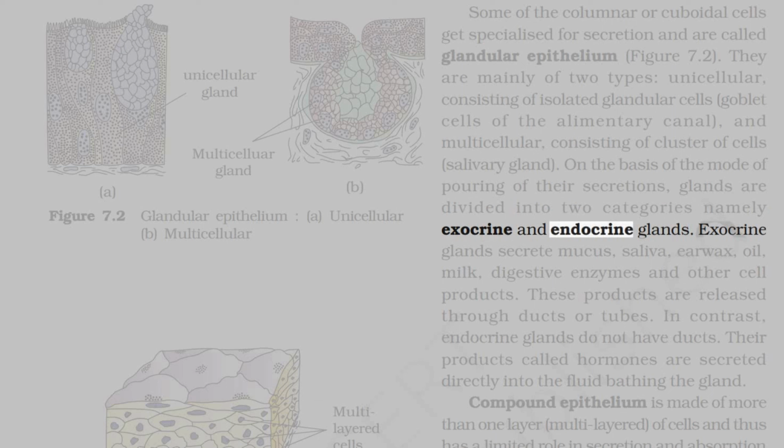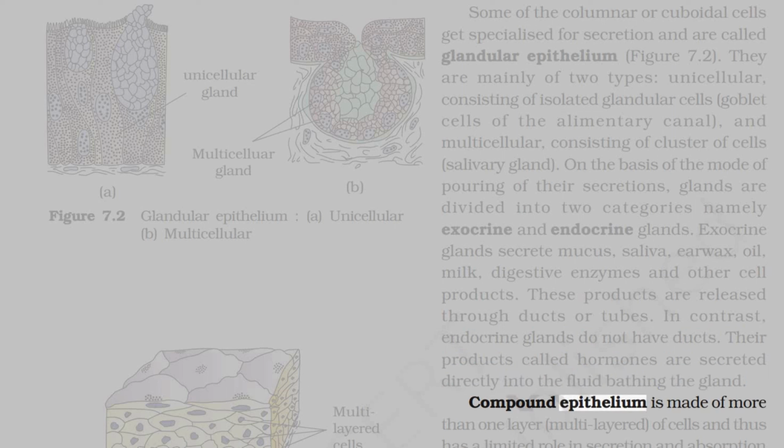exocrine and endocrine glands. Exocrine glands secrete mucus, saliva, earwax, oil, milk, digestive enzymes and other cell products. These products are released through ducts or tubes. In contrast, endocrine glands do not have ducts. Their products called hormones are secreted directly into the fluid bathing the gland.